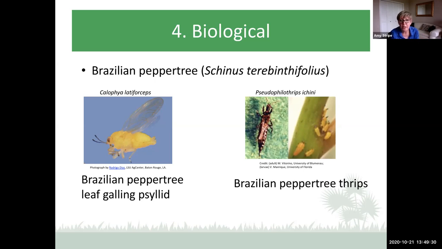Both of these bugs disrupt reproductive cycles. The psyllid causes leaf drop. The thrips, both the larva and the adult, munch away on flowers and foliage. So watch this space, because hopefully some of these will be available soon for your yard and your particular problem.